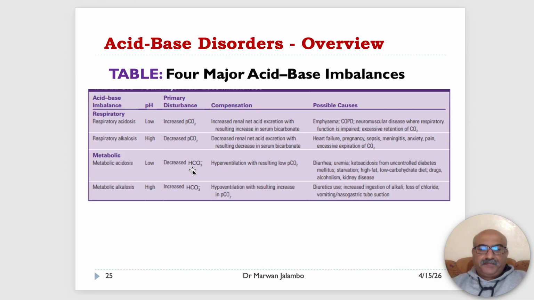For example, in a metabolic acidosis, the lungs will compensate by hyperventilating to lower the PCO2. This table is a great summary to keep in mind as we break down each disorder. So let's start with metabolic acidosis.